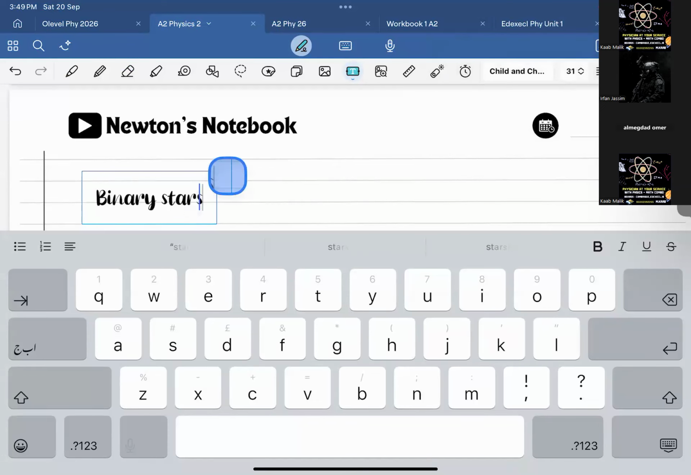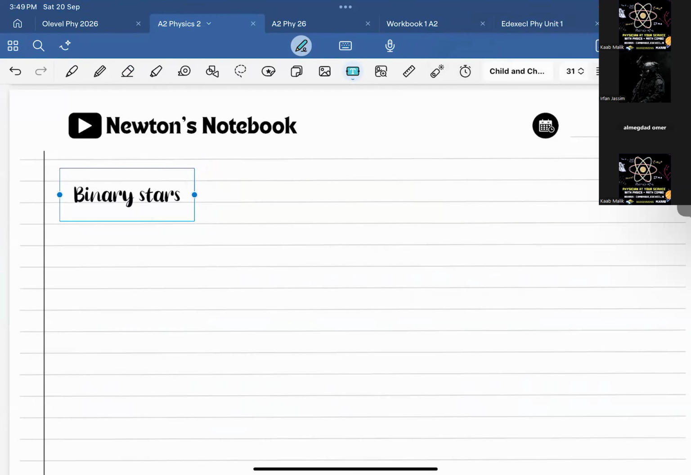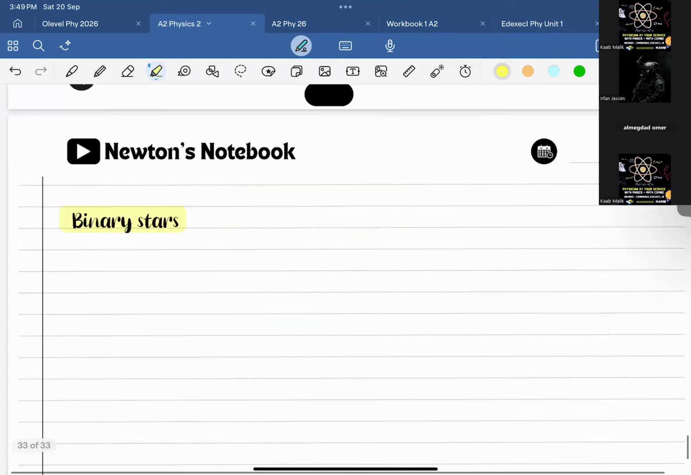Okay. So a binary star basically consists of two stars moving around a common center. This is the main concept of binary stars. The whole concept of the binary star system is not part of the syllabus, but we just need to know what they are and how their gravitational forces are related to each other.